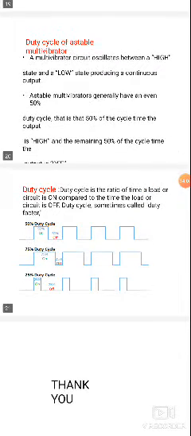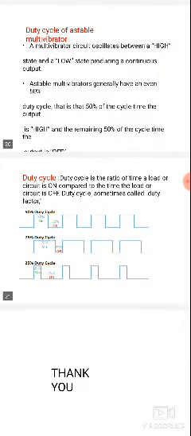So by using oscillations, it can change states from high to low. A multivibrator circuit oscillates between a high state and a low state, producing a continuous output, high to low, and again low to high. Based on the capacitor charging and discharging, it will be continuously moving from charging to discharging unless we remove the power supply. When we remove the power supply, the oscillations will stop.